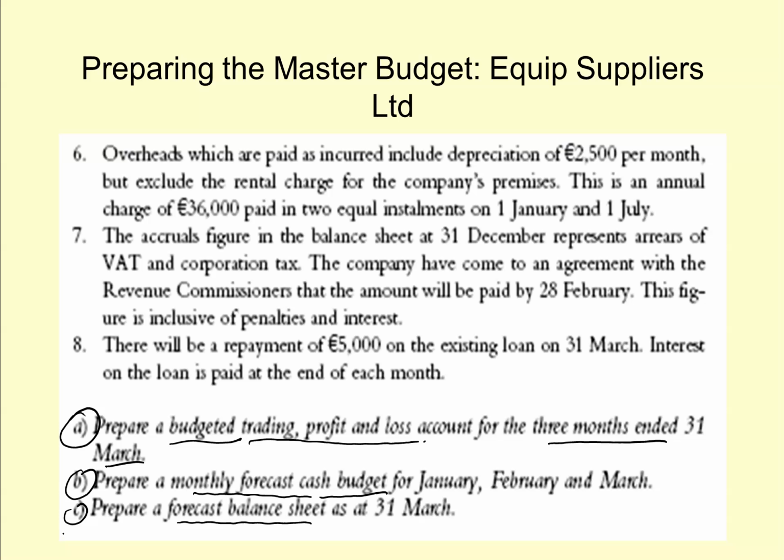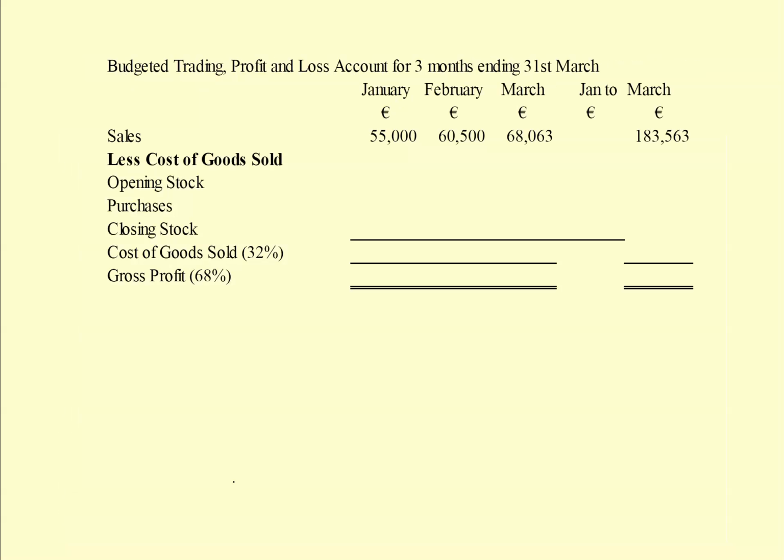Now, to do the income statement, the first thing I'm going to do is set up a blank income statement, well, a blank trading account to start off with. And I'm going to pull this up. I'm just going to explain it to you now. So here we have the blank trading account. Down here we have the trading account: sales, less the cost of goods sold, opening stock, plus the purchases, less the closing stock. That gives us the cost of goods sold, and then that will give us the gross profit.